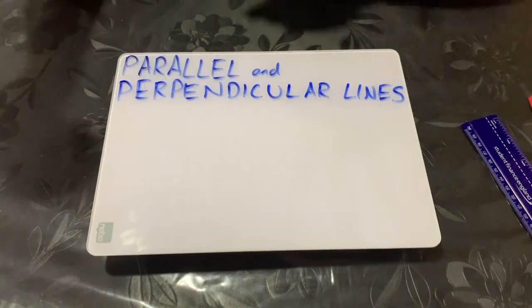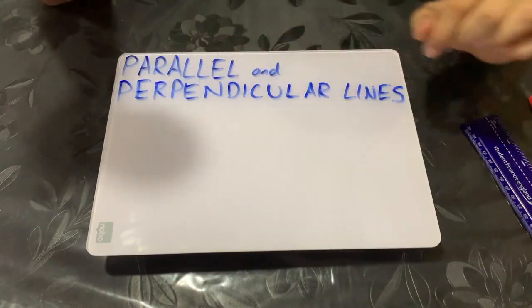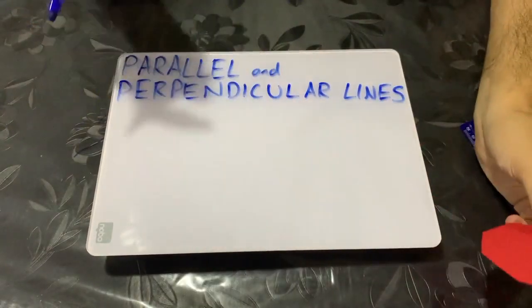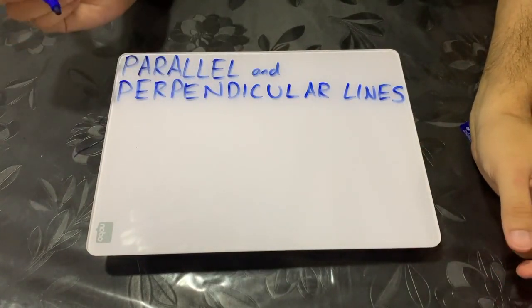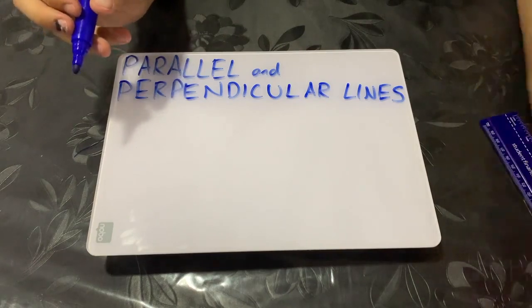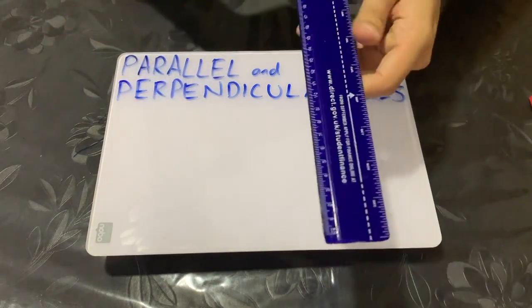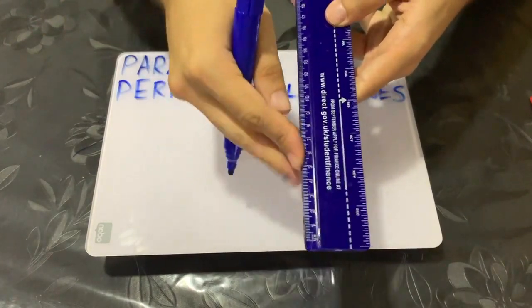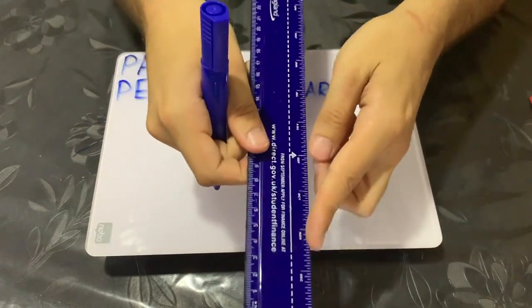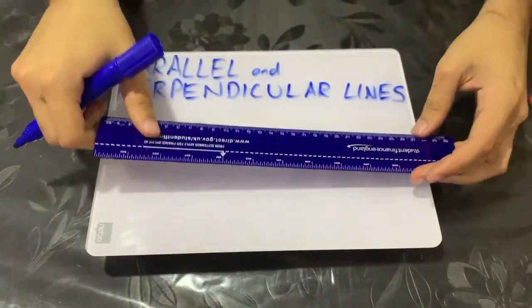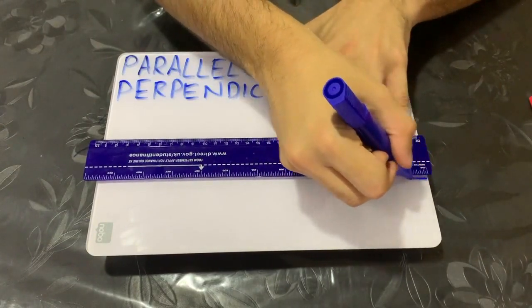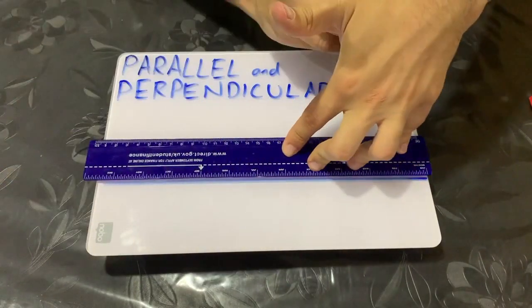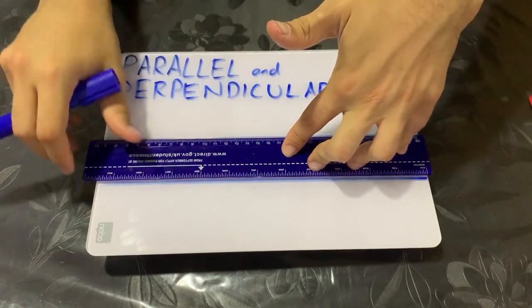Okay, the next thing we're looking at is parallel and perpendicular lines. So a parallel line is when a shape has two lines that are never going to meet. So for example, if you just look at the ruler first, I've got one line here and one line here. If they were to keep going, they would never meet. So it's a bit like train tracks. If they weren't parallel, then the train wouldn't be able to stay on it.